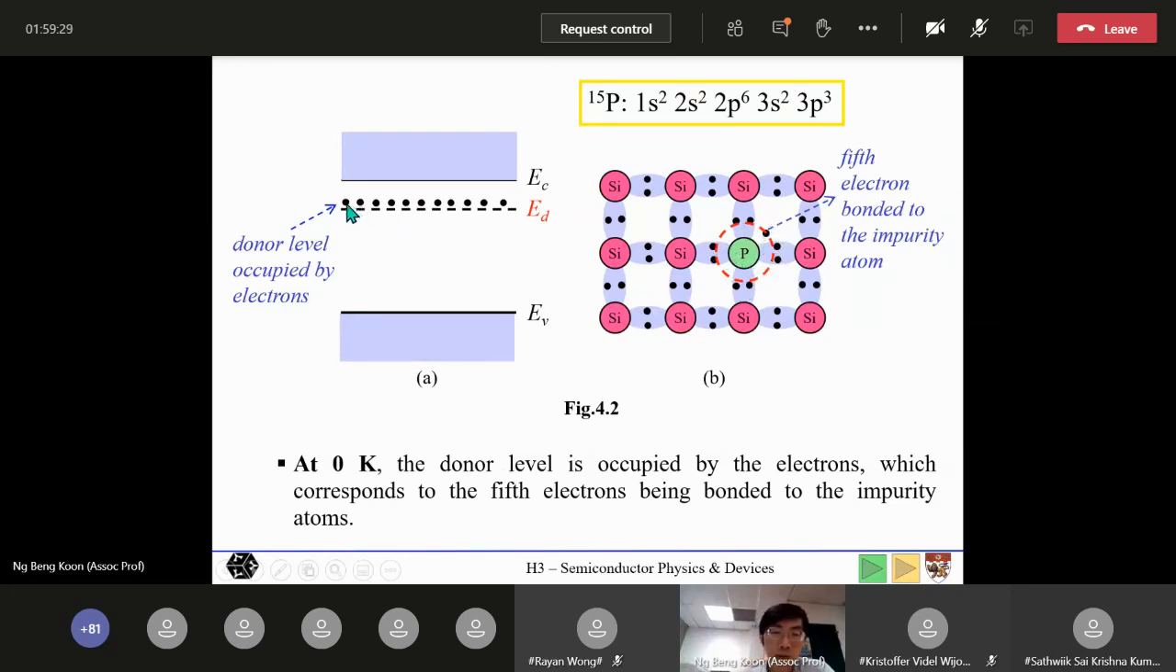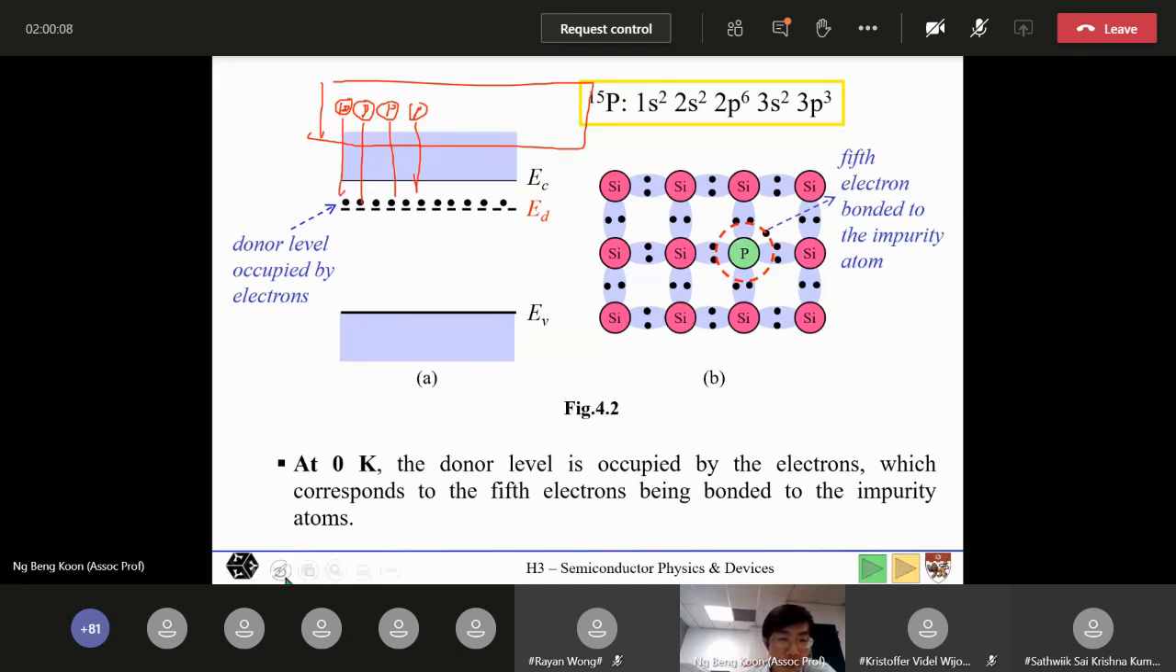Okay, and that corresponds to this electron at this level here called the donor level. In this diagram, we actually draw multiple electrons there, and this is to illustrate multiple phosphorus atoms in the crystal. If you have a semiconductor crystal like this, each phosphorus atom will have one fifth electron that's loosely bound. Each of these will correspond to one of these electrons that we draw in the band diagram. So at 0 Kelvin, everybody sits there.